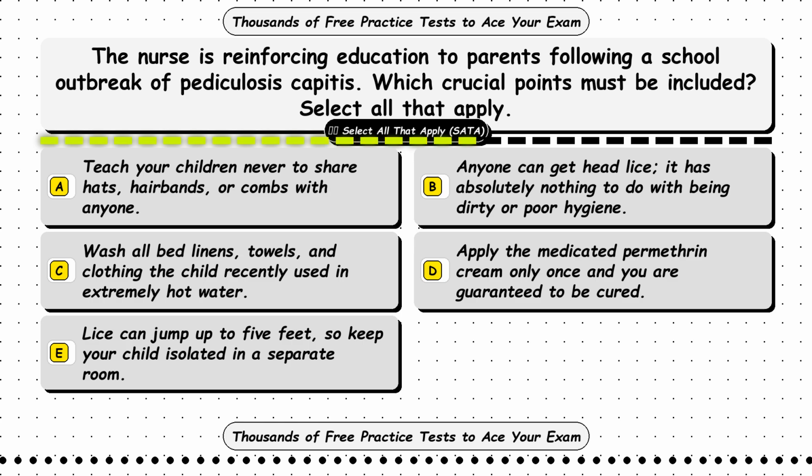Option C. Wash all bed linens, towels, and clothing the child recently used in extremely hot water. Option D. Apply the medicated permethrin cream only once and you are guaranteed to be cured. Option E. Lice can jump up to 5 feet, so keep your child isolated in a separate room.